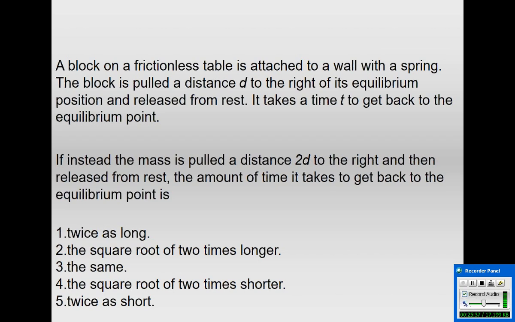We release it a distance d, and we time how long it takes before the instant it reaches equilibrium position. We release the block from 2d, we time how long it takes for it to reach the equilibrium position, and we compare those times. What can we say about those times? When the distance pulled is 2d, is that new time twice as long as the first time? Is it the square root of 2 times as long as the first time? Is it the same? Is it the square root of 2 times less? Or is it a factor of 2 less? Think about it. Ask questions as necessary.